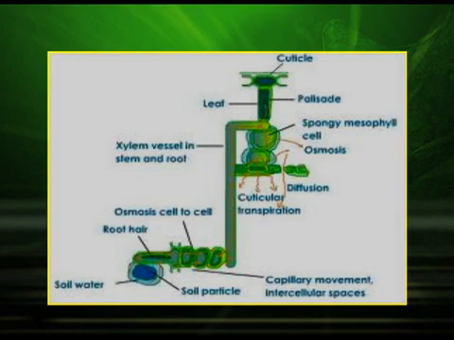If you look at that diagram, you can see the soil water which enters into the root through root hair. There is osmosis cell to cell, and then the water moves up to the xylem vessel in stem or root, and finally to the leaf, enters into the palisade, and there it is absorbed and used in the process of photosynthesis.